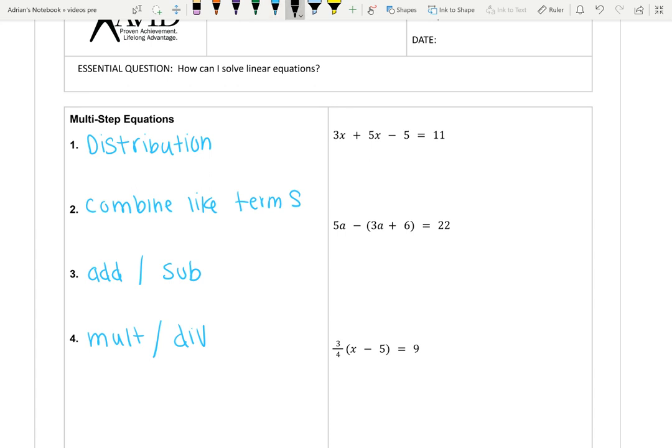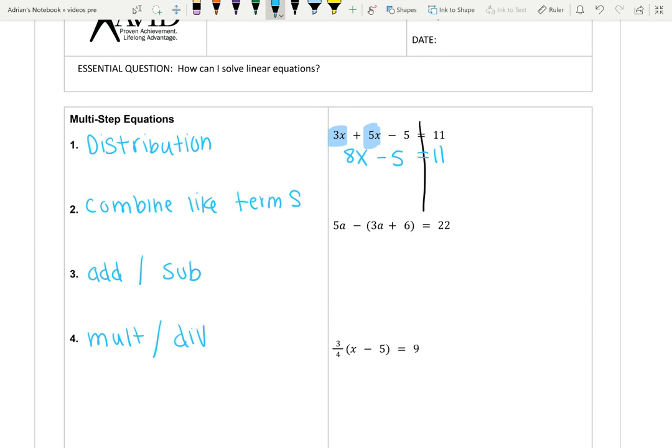So let's look at our first equation here. I don't have any distribution, I don't see any parentheses, but I do see some like terms. I would recommend grabbing a highlighter, and whenever you see like terms, I would highlight them, just so you know you need to add those together. So I have a 3x and a 5x. So I'm going to combine those to become 8x. So I have 8x minus 5 equals 11.